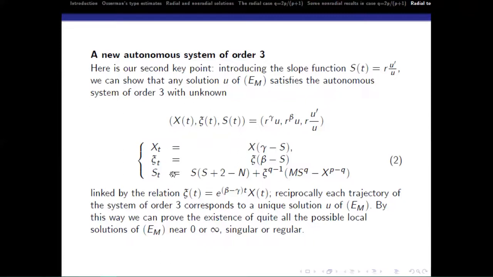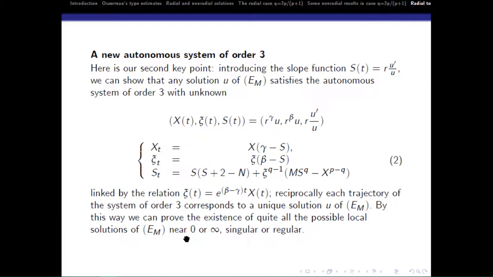The solutions of EM are linked by the relation, because xi is this and x is this, so xi of t is exponential of beta minus gamma t times x of t. So any solution of EM satisfies this system, and reciprocally the systems are not equivalent, but each trajectory of this system in three dimensions corresponds to a unique solution of EM. By this way, we can prove the existence of quite all the possible local solutions of the equation near zero or infinity, singular or regular.